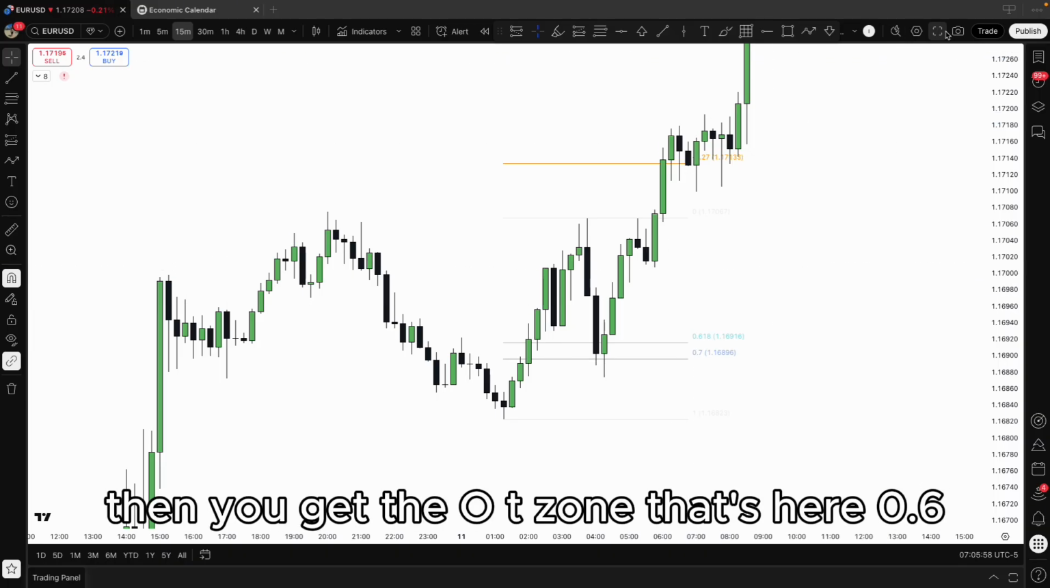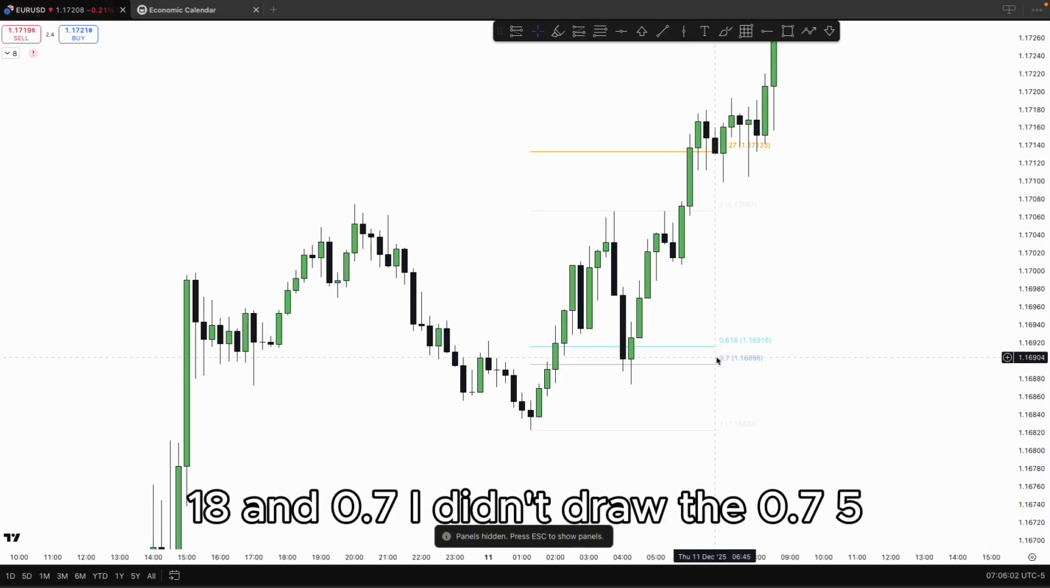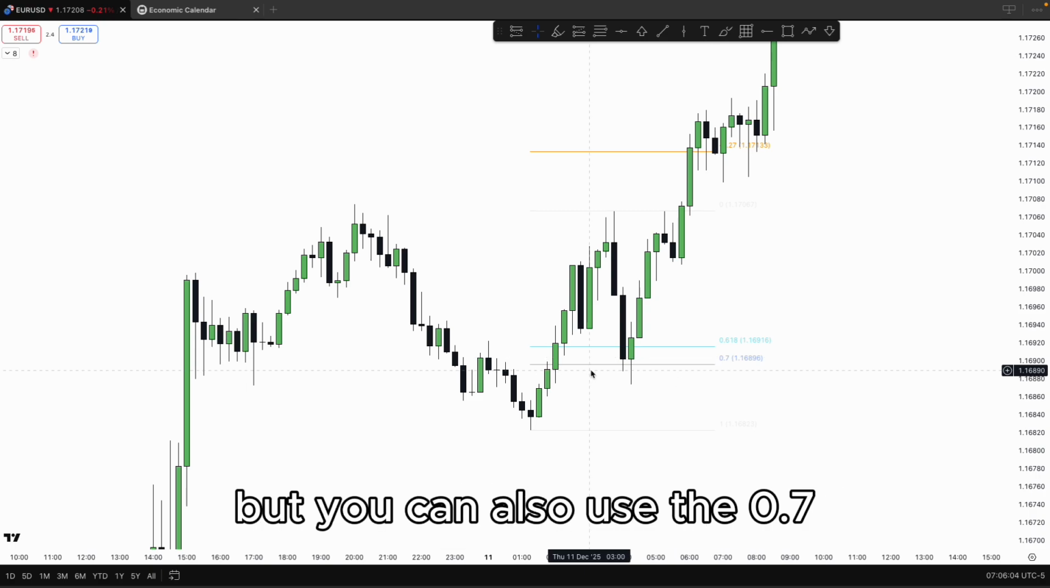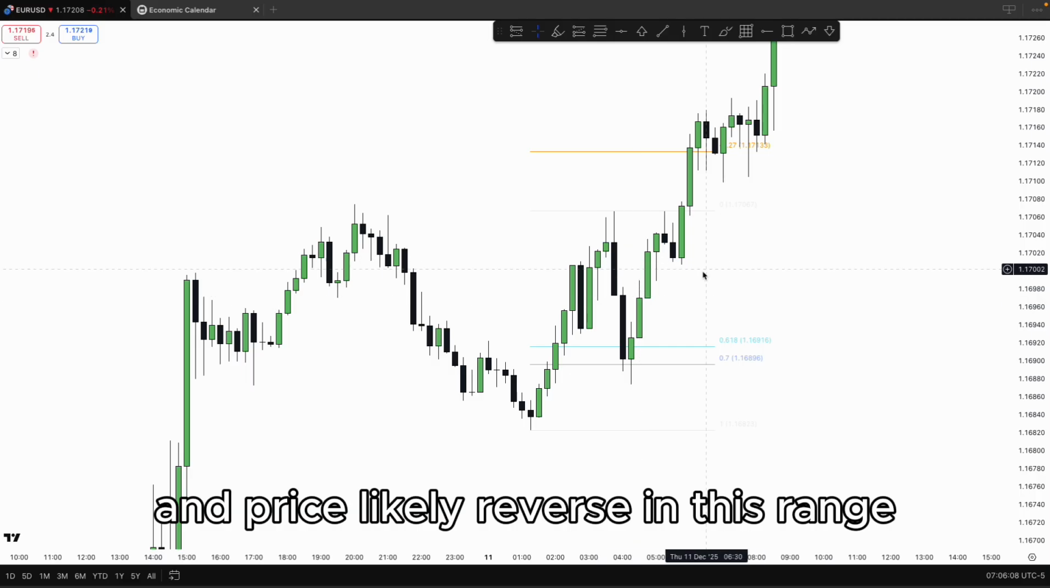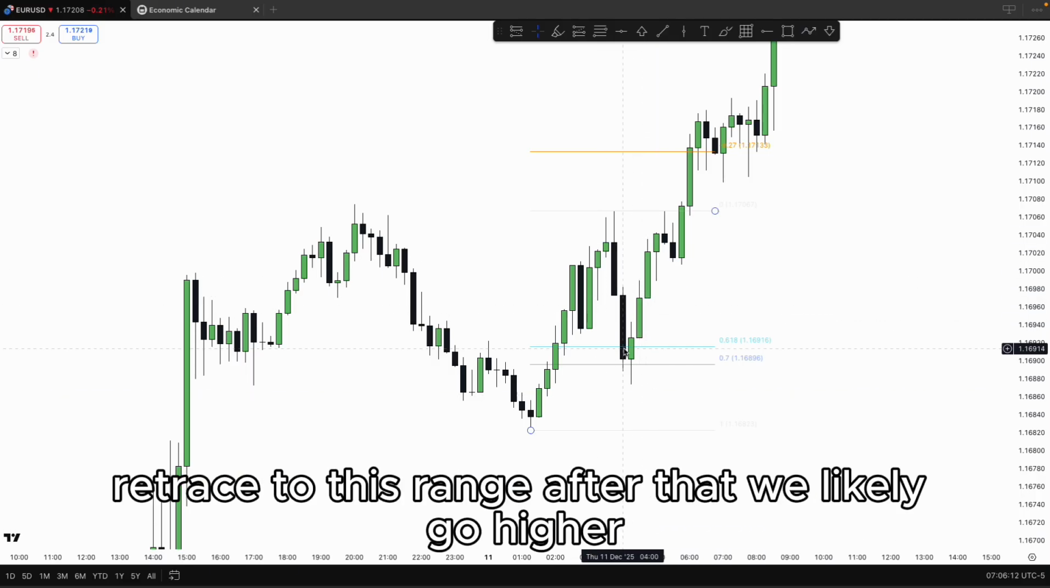Then you get the OTE zone, that's here, 0.618 and 0.7. I didn't draw the 0.75, but you can also use the 0.7. And price likely reverses in this range. After that, we get a reverse, a retrace to this range. After that, we likely go higher.